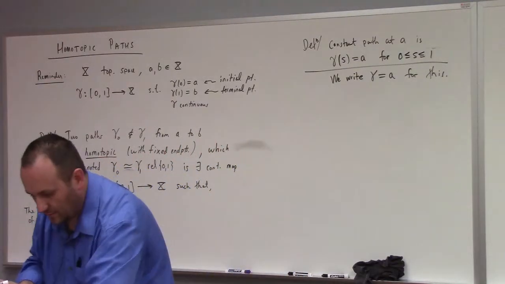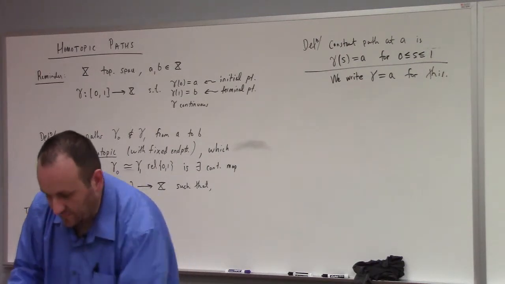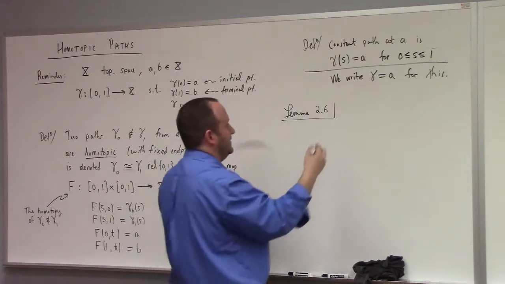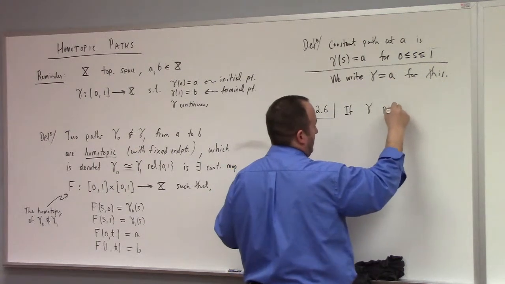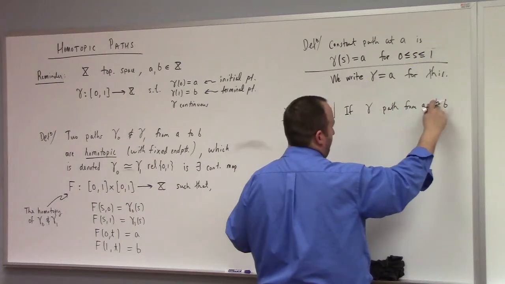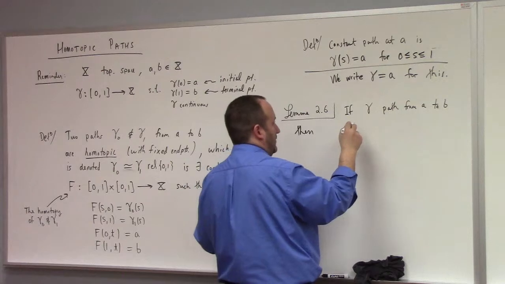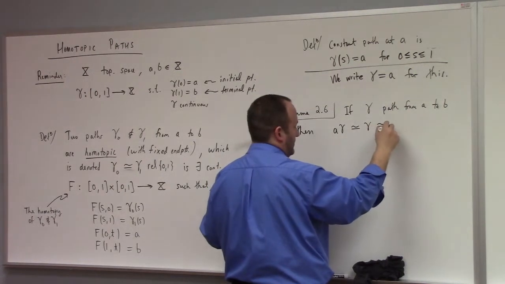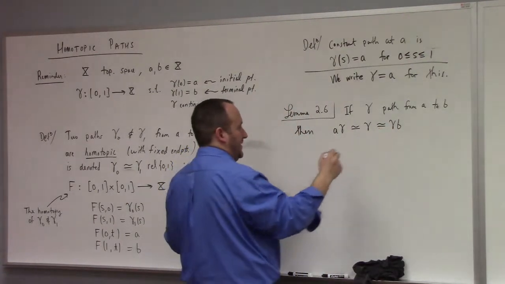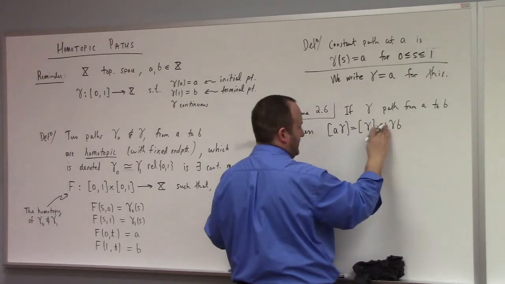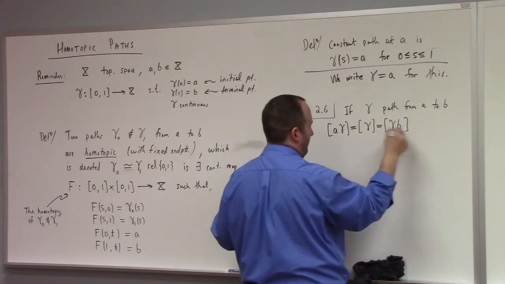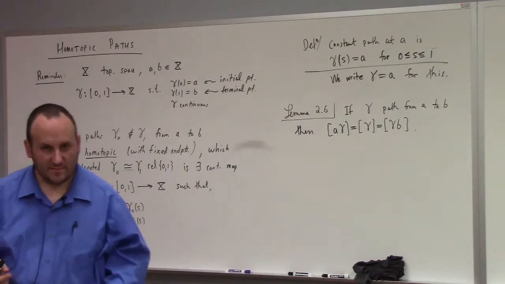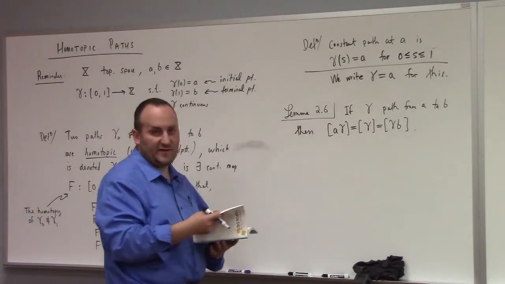Like the next lemma, which I forgot the number of. Come on. Lemma 2.6. It says that if you have a path gamma from A to B, then the constant path A joined with gamma is equivalent to gamma, which is equivalent to gamma joined with the constant path B. Or better yet, let's use notation. I'll let you read the proof. It's not profound. So we can join a constant path to a given path and not change anything.